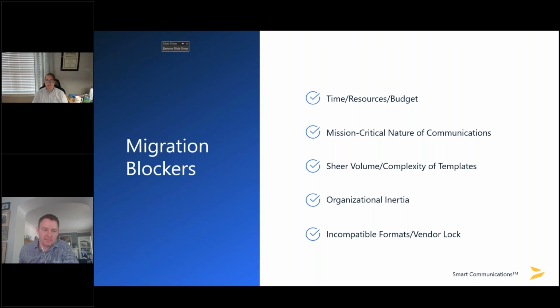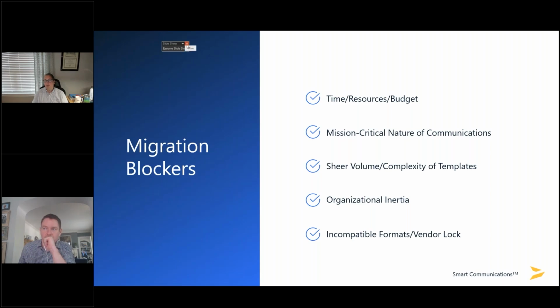Mission critical nature of communication. So the unwillingness to touch something that's working or that you may not understand how it works. It's so old that you don't want to touch it, but it's critical to your business. Overcoming that is important, and by doing a parallel migration, meaning bringing up SmartCOMM in parallel with that mission critical system and flipping over after you've tested and built out your communications is a good way to overcome that migration blocker.